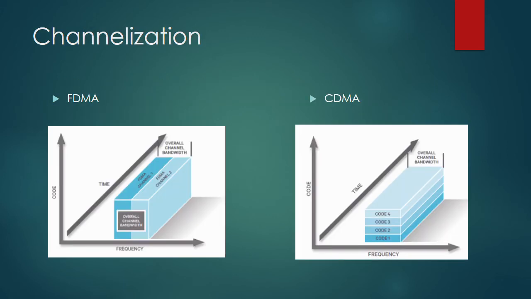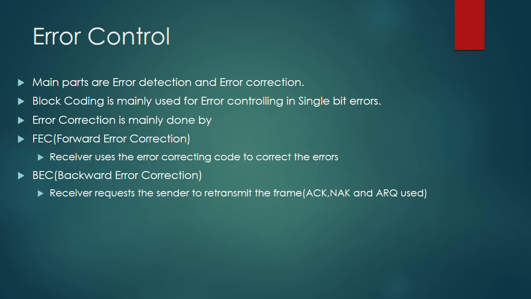So CDMA differs from FDMA because only one channel occupies the entire bandwidth of the link. It differs from TDMA because all stations can send data simultaneously. There is no time sharing in CDMA. So we use CDMA very commonly.